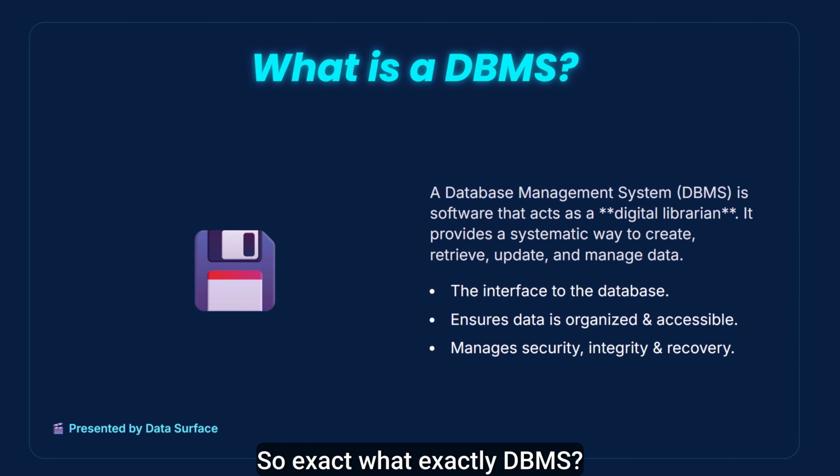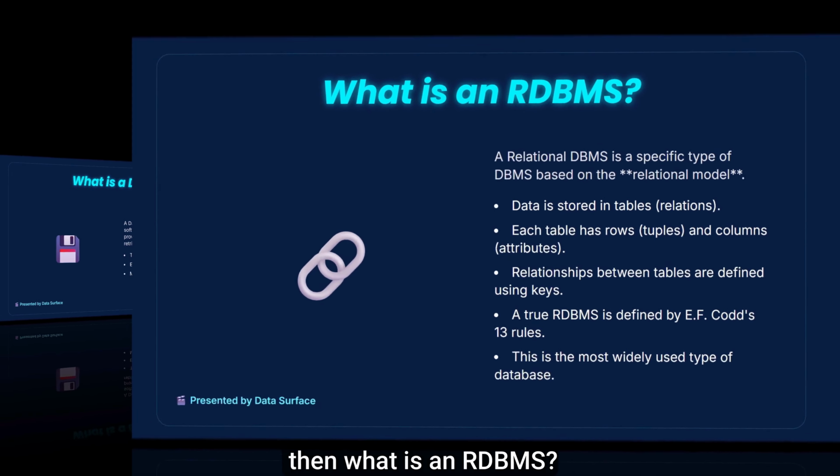So what exactly is a DBMS? Think of it like a digital librarian. A database management system is software that acts as a digital librarian. It provides a systematic way to create, retrieve, update, and manage the data. It is the interface to the databases. In short, it's the bridge between humans and raw data, where you are storing the data.